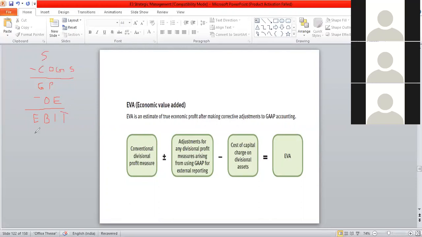So from the EBIT, interest has to be paid. Then the tax liability also has to be adjusted. This is called EBT. From EBT, tax is deducted, and then the resultant figure is called EAT.